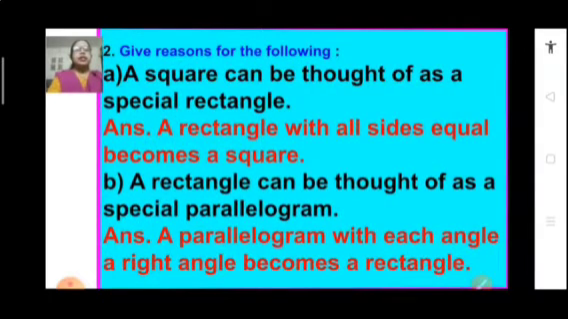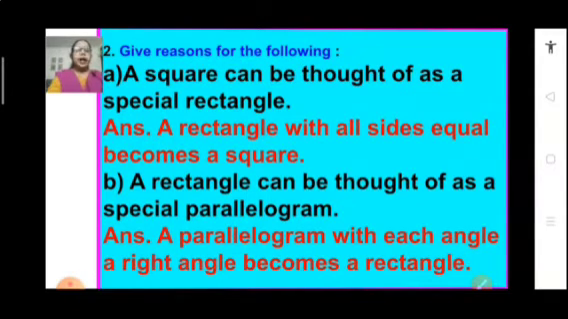Question 2. Give reasons for the following. A square can be thought of as a special rectangle. So what is the difference between a square and a rectangle? In a square, all the sides are equal, whereas in a rectangle, only opposite sides are equal. So if we have a rectangle with all sides equal, then it becomes a square.